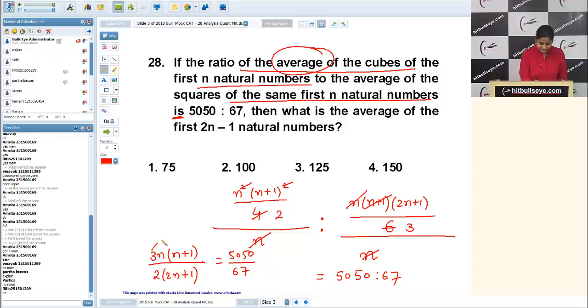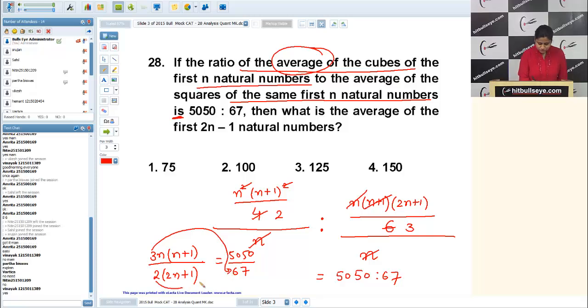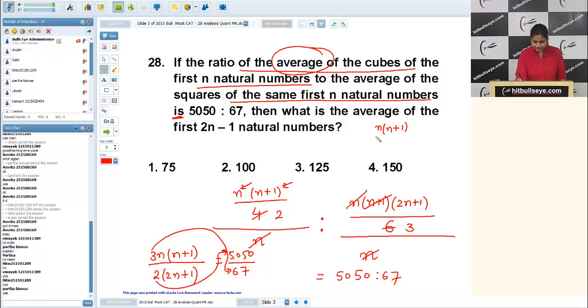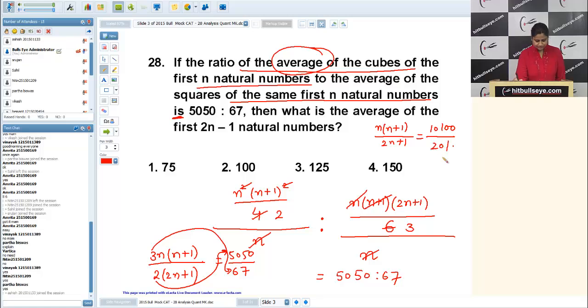So, if we take 3 here and 2 here, we will get an equation that will be n into n plus 1 divided by 2n plus 1. It comes out to be 10100 divided by 201. Now you can go by options or you can solve this equation. It's better you go by options because the equation will be a huge equation in degree 2. You have to solve that. It's better you go by options.